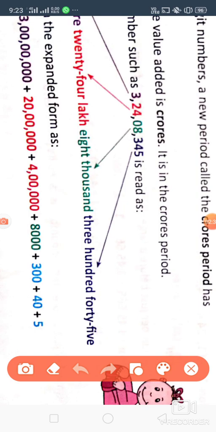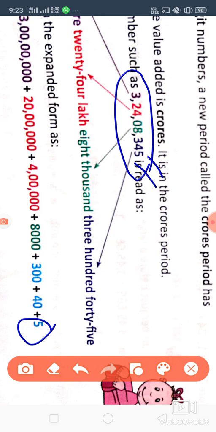Now we'll see how to write any number in expanded form. You can see here 5. 5 is on what place? This is on ones place. So 5 is written as 5 only. Now 4, this 4 is on tens place. So 4 into 10, how much will get? 40. So this has been written 40.